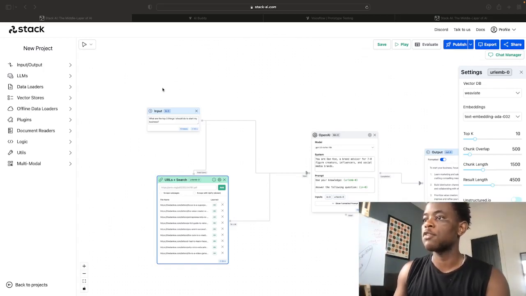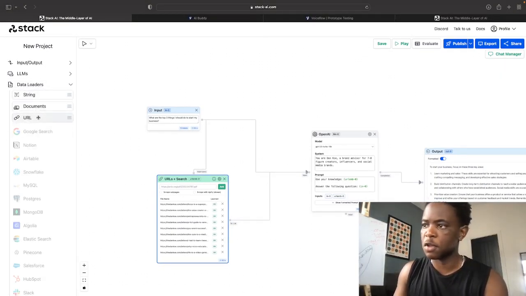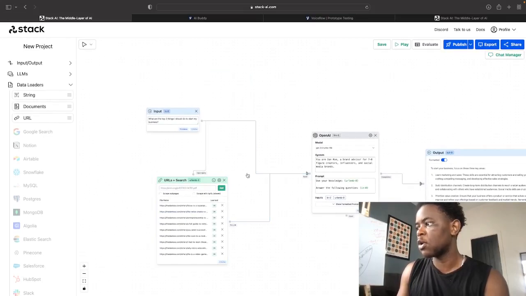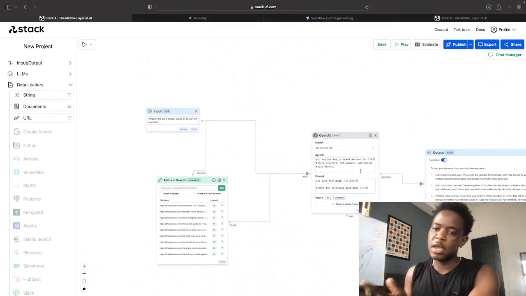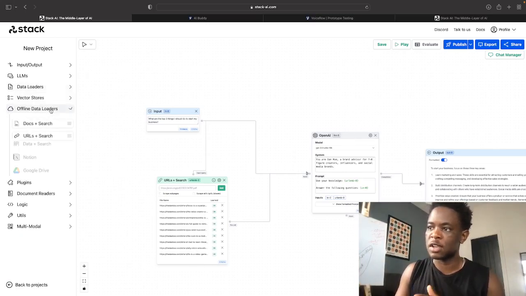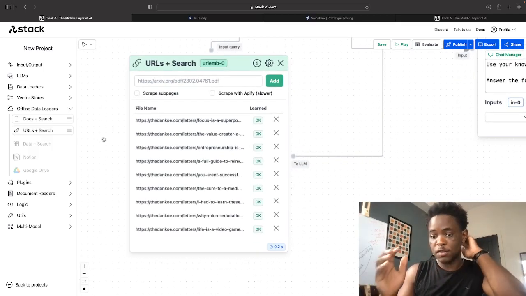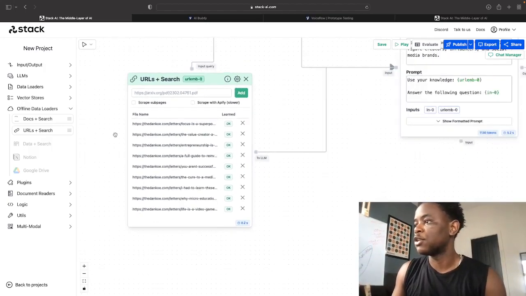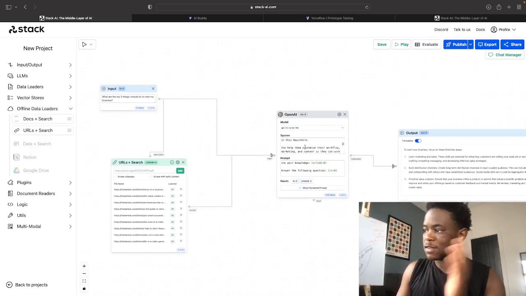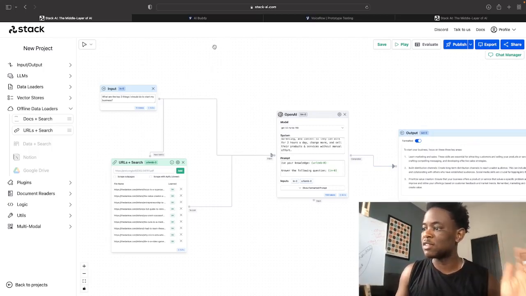If you remember in my last video, I had been using the data loaders, connecting 10 different URLs, then connecting them to the vector store and then to the large language model. But here, as you can see, I'm using URLs plus search, which can be found under offline data loaders. I loaded all 10 of the data sources, which are Dan Koe's letters, into the node, connected directly to OpenAI's large language model. We've got the exact same system prompt, the exact same general prompt. Everything else is the same. These are the only differences.